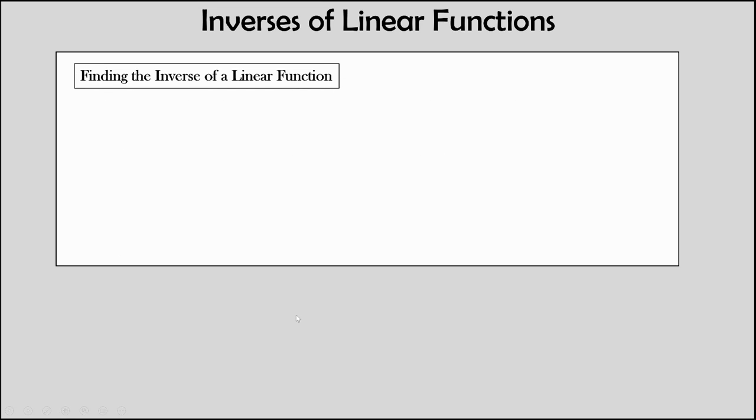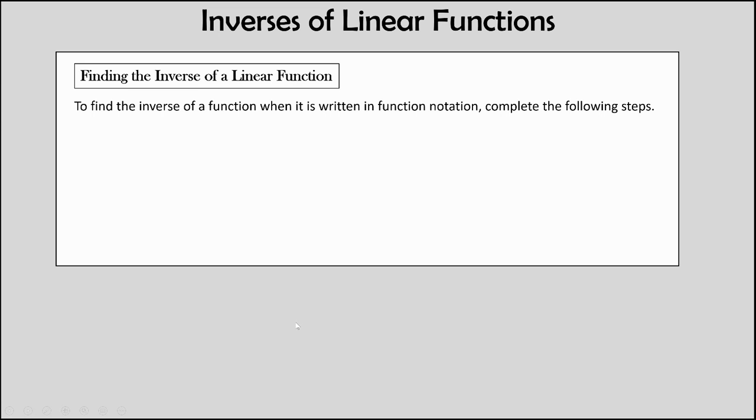A second way we can find inverses is to actually be given a rule, a linear function. So to find the inverse of a function when it's written in function notation, we have to follow these steps. You're going to want to write these down and follow them. Step one is replace f of x with y in the given function. Step two, interchange the x and y in the function.